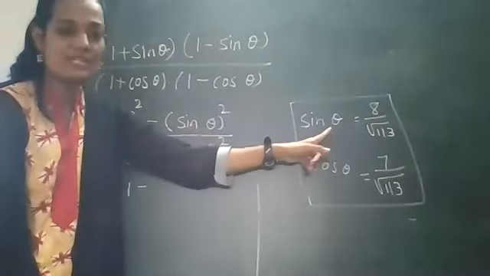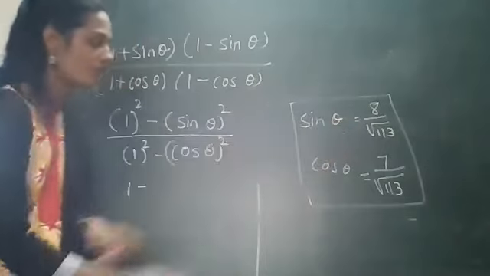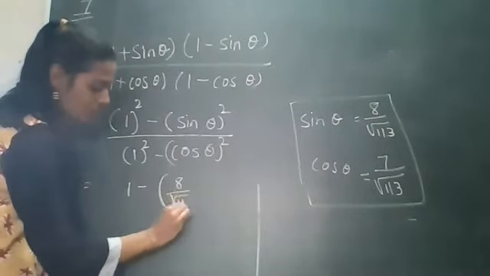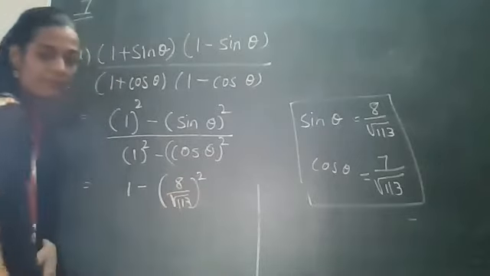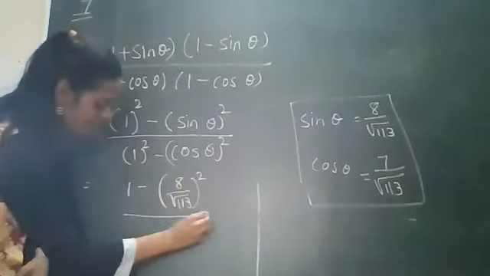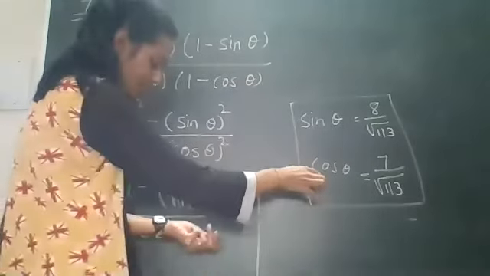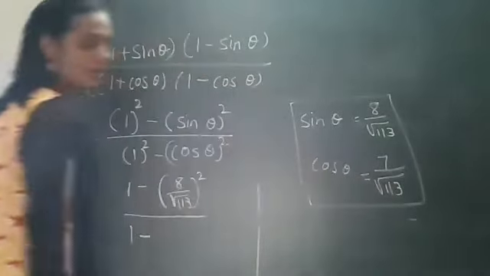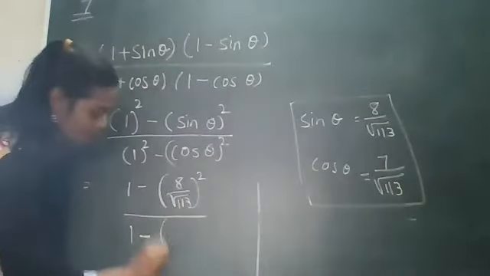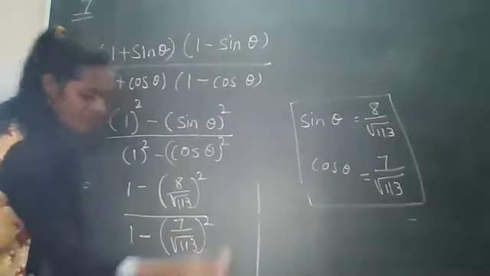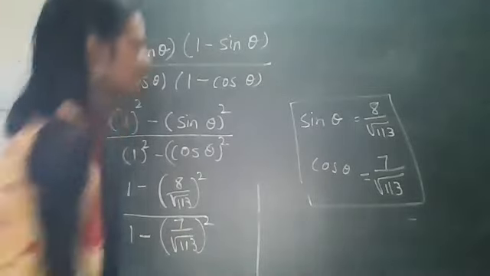What is the value of sin theta? That is 8 upon under root of 113. So 8 upon under root of 113 whole square, divided by 1 minus cos theta square. The value of cos theta is equal to 7 upon under root of 113, so 7 upon under root of 113 whole square.